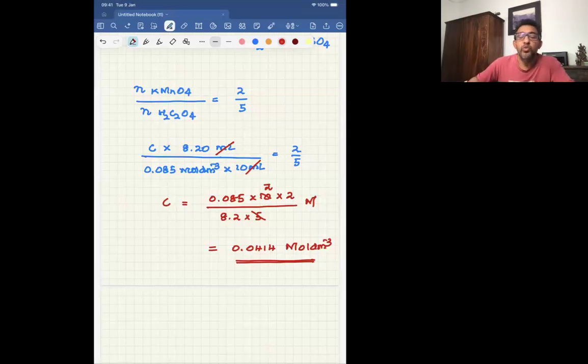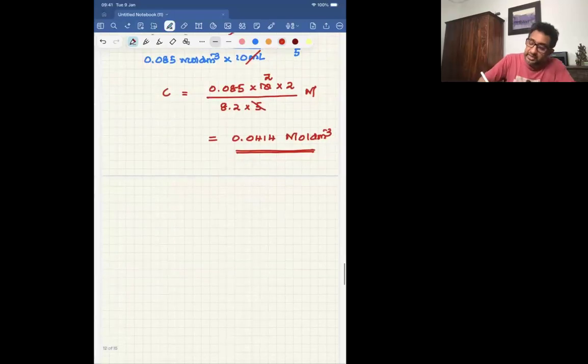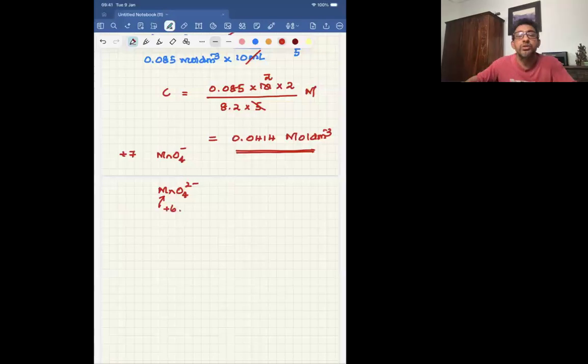There are two ways of naming this. You have to understand that it says potassium manganate 7. It's not potassium manganate, it says potassium manganate 7. It's another way of saying this. Manganate 7 means the oxidation number is 7. Oxidation number 7 means MnO4 minus, as everybody knows. The other one is MnO4 2 minus, which is plus 6. That's also another way of saying this.